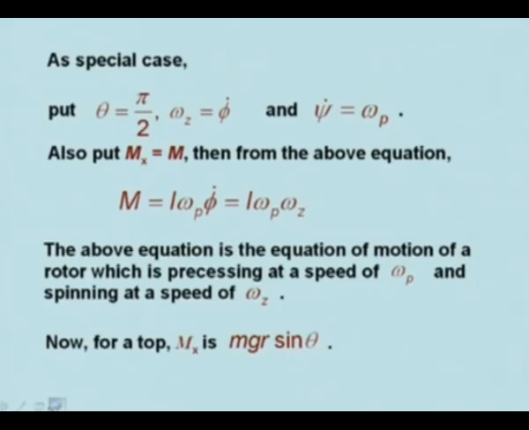As a special case, if we put theta equal to pi by 2, omega z equal to phi dot and psi dot equal to omega p, and we put Mx equal to M, then from this equation we get M equal to I omega p phi dot, that is, Iz omega p into omega z. The above equation is the equation of motion of a rotor which is precessing at a speed of omega p and spinning at a speed of omega z.